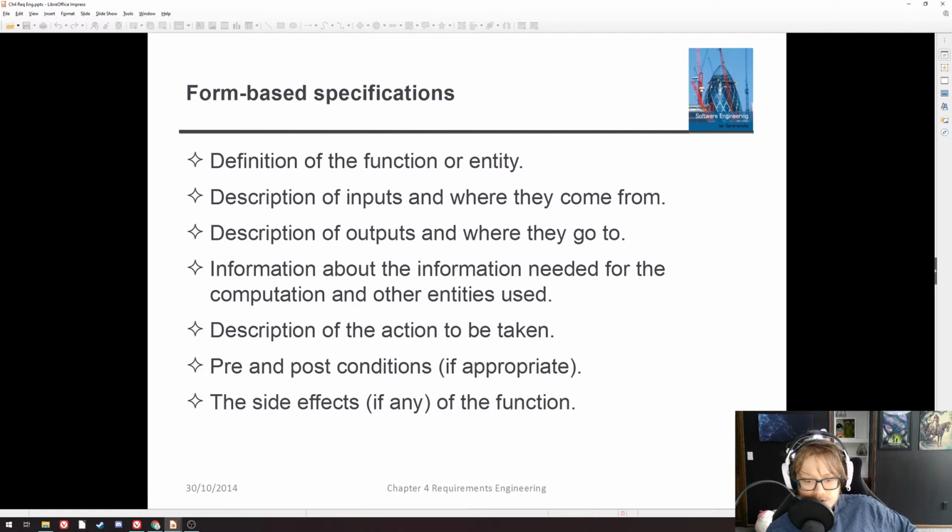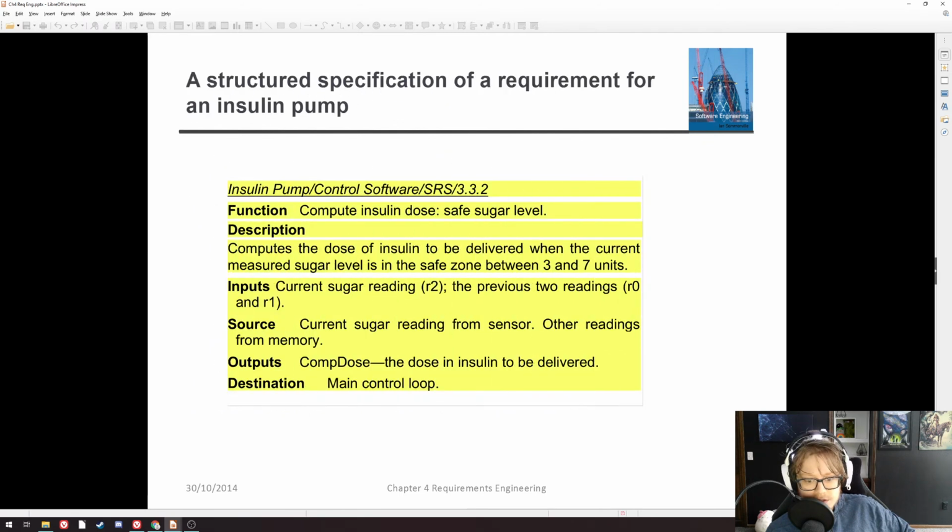Usually you'll have some sort of form you need to fill out. Might have boxes like this. You describe the entity, describe the inputs and outputs, and where the outputs need to go. And you would write all your requirements in this sort of form. Obviously not every requirement fits very well into a form like this, so a lot of it is trying to put a square peg into a round hole. But for the insulin pump, it's possible.